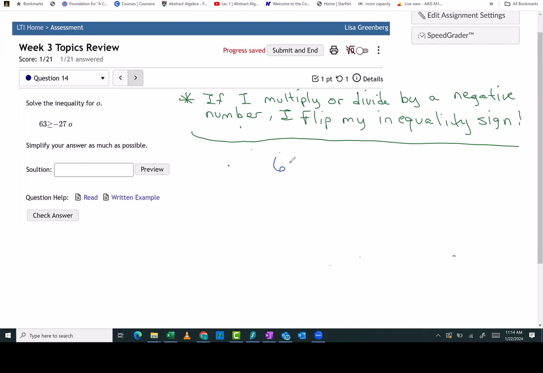I have 63 is greater than or equal to negative 27 o. That's not a zero. It's a letter, and we're solving for o. I have multiplication on the right side, negative 27 times o. What do I do? I divide both sides by negative 27.